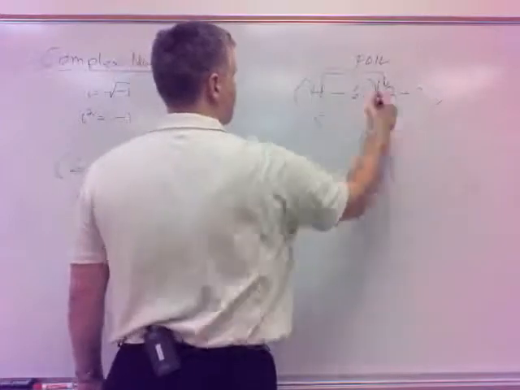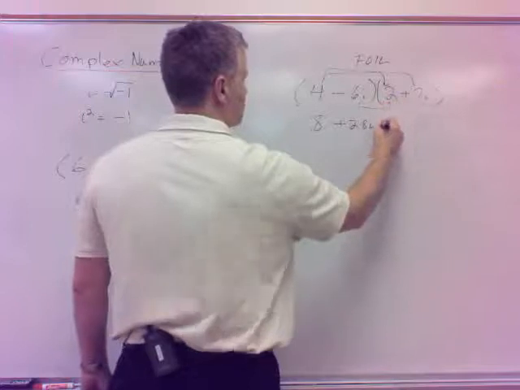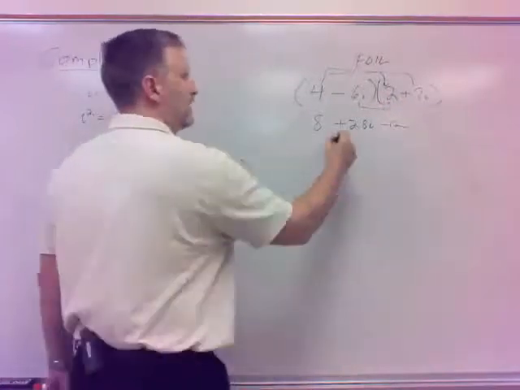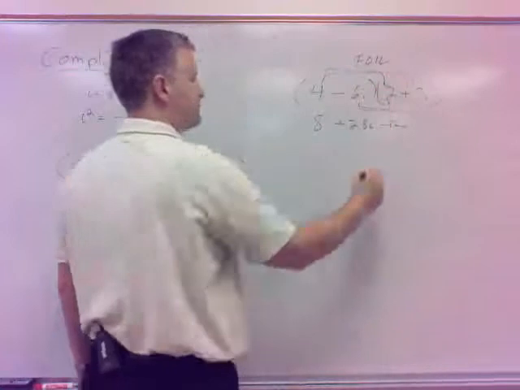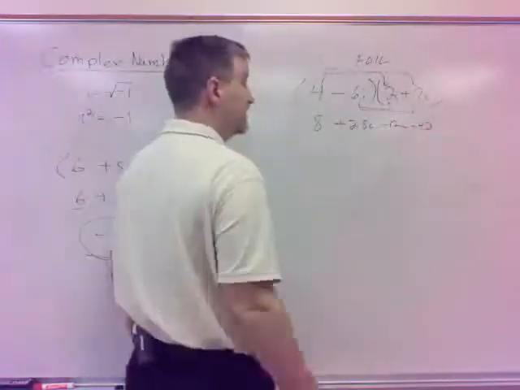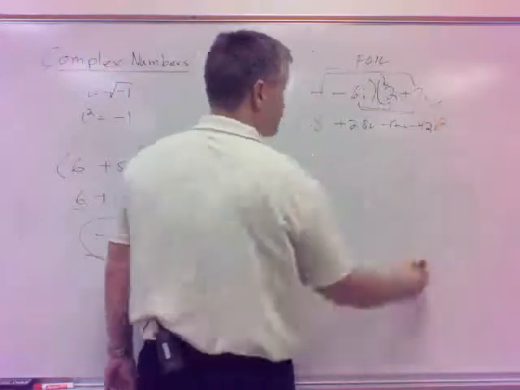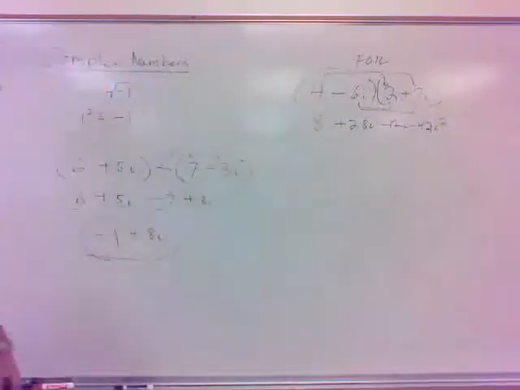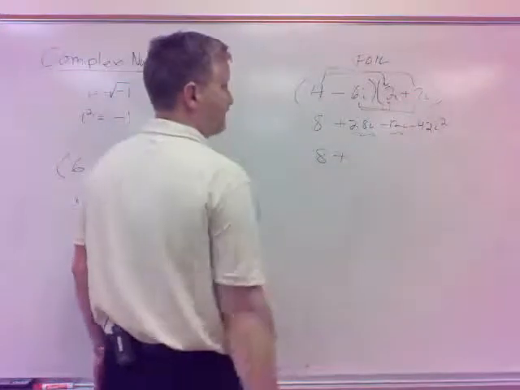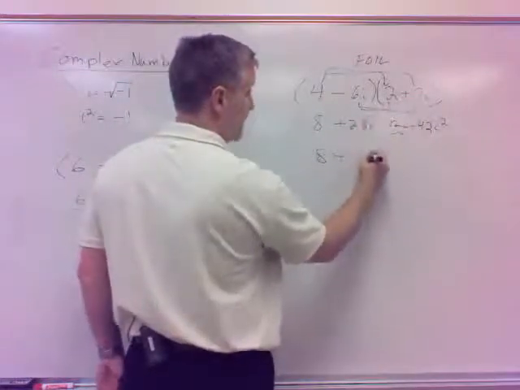4 times 7i is 28i. Negative 6i times 2 is negative 12i. And then negative 6i times 7i, well, it's negative 42, but what about the i's? You got i squared. I times i, that's an i squared. In the middle, I do have like terms now, i terms, so that combines to be 16i.